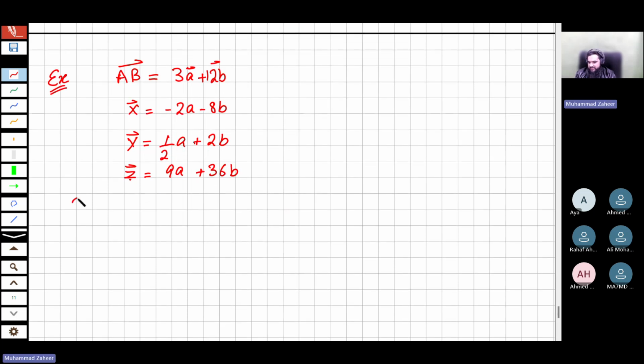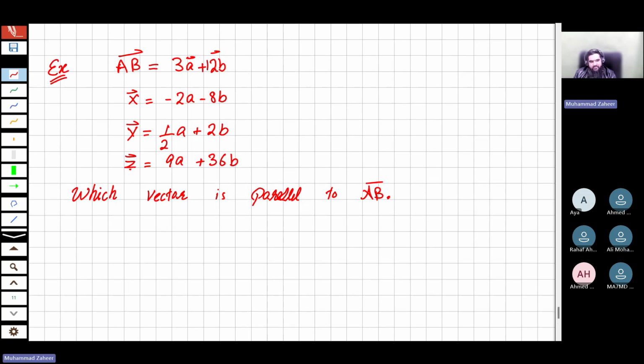Now you have to check which vector is parallel to AB. You have to check which vector is parallel to AB. If it is parallel, as I told you, you should be able to write the vector in the form of a multiplication of the other one.